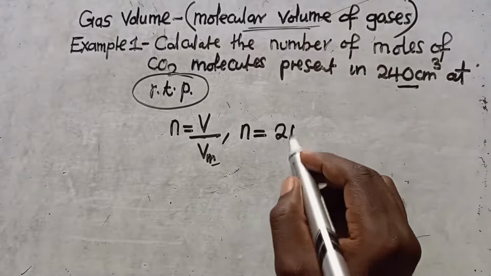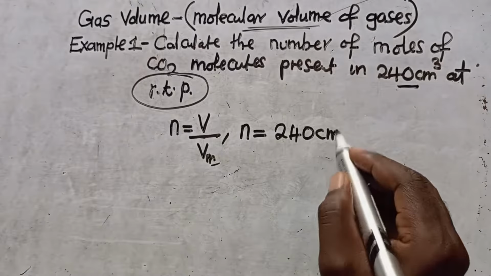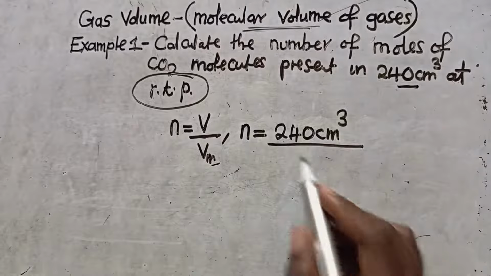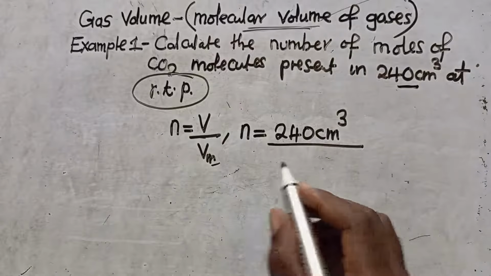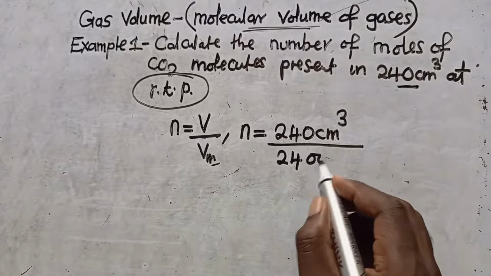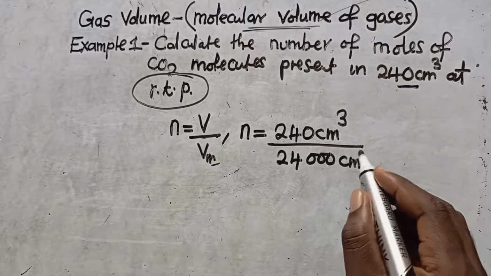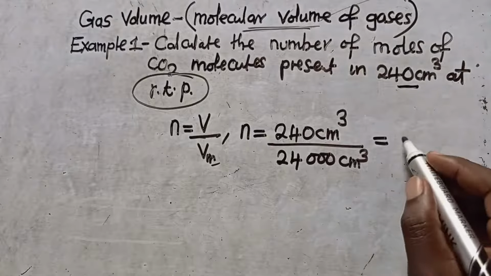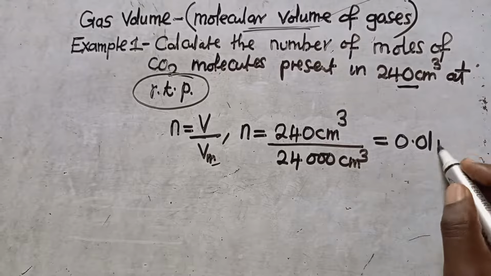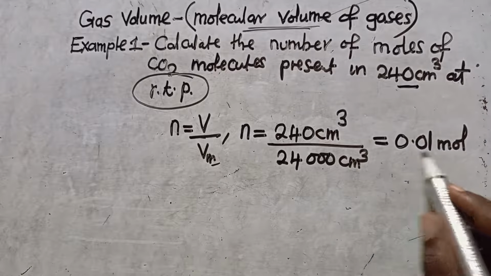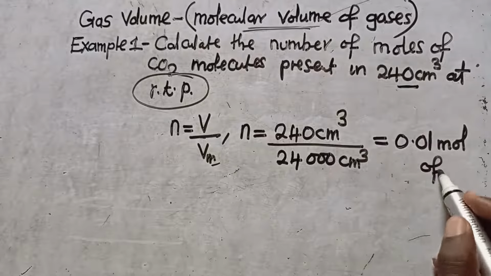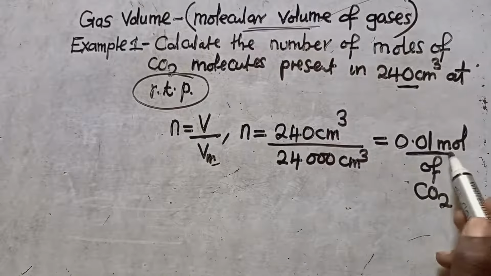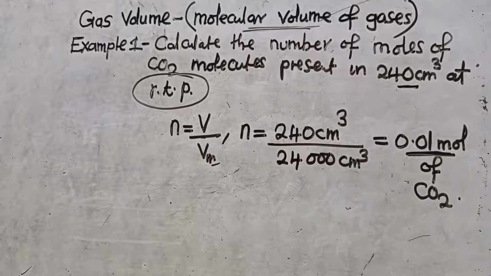So 240 cubic centimeters. Even the molar volume, I'm going to use the one that is in centimeters, which is RTP, 24,000 cubic centimeters. If I divide here, the answer that I'm going to get will be 0.01. Since I'm calculating number of moles, I just say 0.01 moles of carbon dioxide. So I've answered the question. This is the answer, no panic.